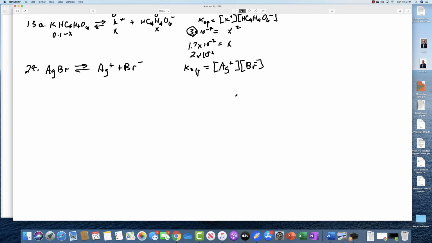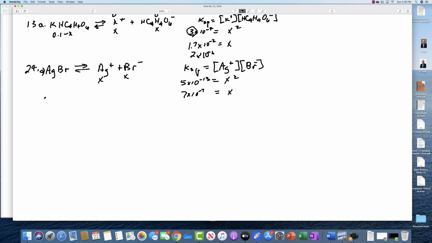And then you look up in the back in this table, Appendix J, excuse me, and silver bromide is 5 times 10 to the minus 13. So 5 times 10 to the minus 13 is going to equal, this is x, so x squared. So the concentration here is going to be the square root of 5 times 10 to the minus 13, which is 7 times 10 to the minus 7.